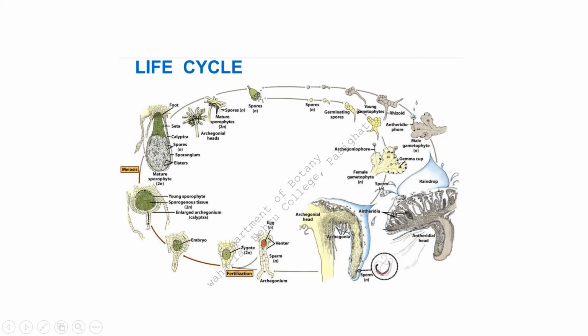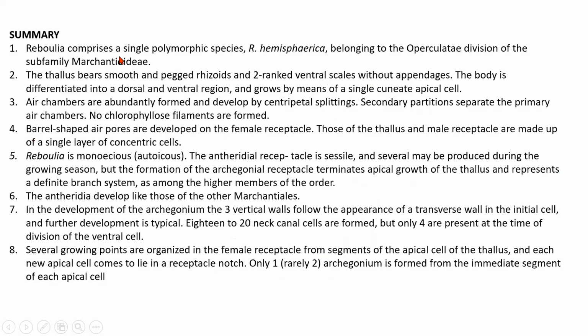So to summarize, Reboulia comprises a single polymorphic species, hemisphaerica, belonging to the operculate division of the subfamily. The thallus bears smooth and pegged rhizoids, that is, smooth and tuberculate rhizoids, and 2 ranked ventral scales without appendages. The body is differentiated into a dorsal and a ventral region. Air chambers are abundantly formed, developed by centripetal splittings. Secondary partitions separate the primary air chambers. No chlorophyllous filaments are formed.